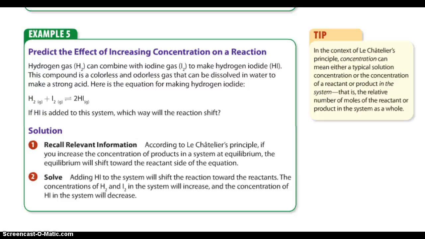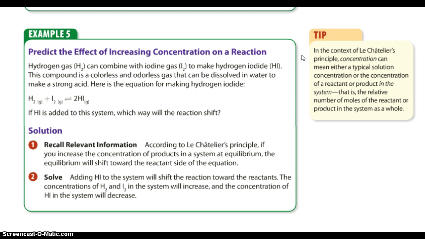If HI is added to the system, which way will the reaction shift? Okay, so we have more over on this side. Hit pause, get your answer, recall relevant information. According to Le Chatelier's principle, if you increase the concentration of products in a system at equilibrium, the equilibrium will shift toward the reactant side of the equation. So adding HI to the system will shift the reaction to the left, or to the reactants. The concentrations of H2 and I2 will increase and the concentration of HI will decrease.